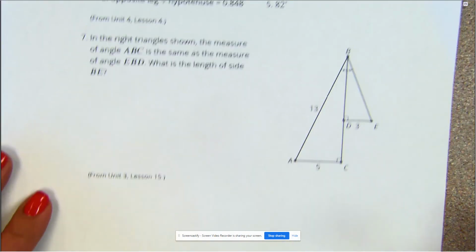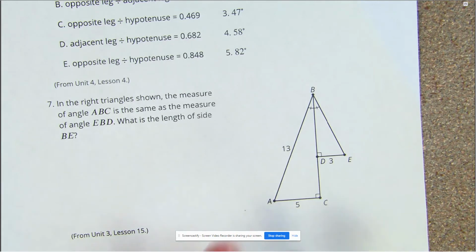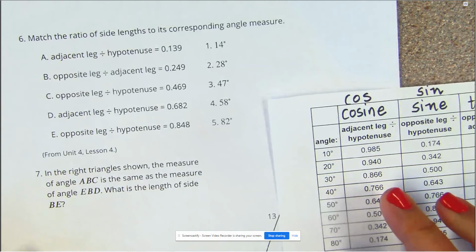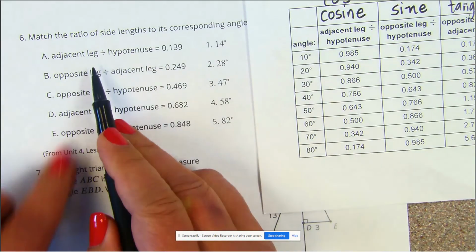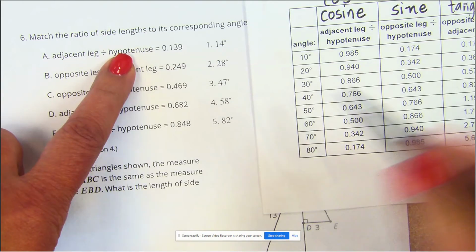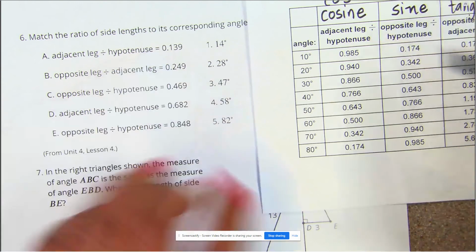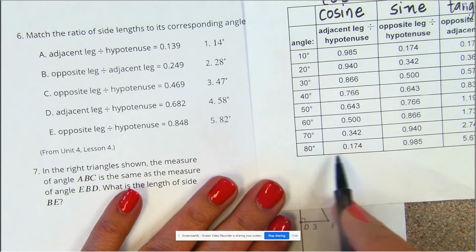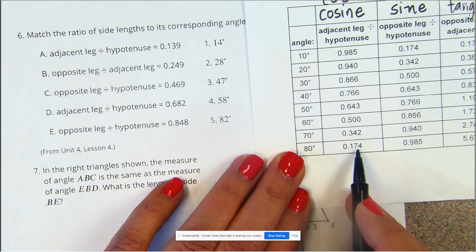Number 6, match the ratio to the corresponding angle. So we know how to find missing sides using trig, but we still don't know how to find angles, which we will. So we're going to go back to this chart. So if an adjacent over a hypotenuse, that's cosine, has an answer of 0.139, that's down here in between, it'd actually be past 80, right? Because that's 0.17, that'd be past that.